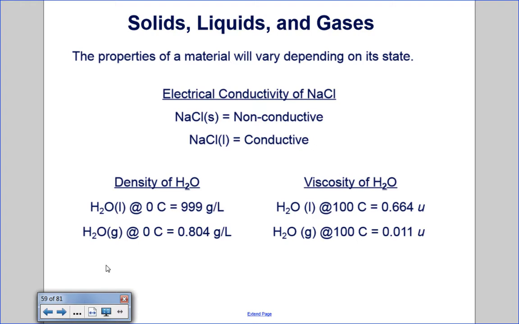For example, with salt, as a solid, salt is not conductive because its electrons are not mobile. But turn salt into a liquid, NaCl, and it will all of a sudden become conductive because now its valence electrons are more mobile. The density of water, the liquid, is 999 grams per liter. Turn it into a gas, and the density drops by over 1,000 times. And the viscosity of water, the liquid, is 0.664, whereas when it's a gas, there's almost no resistance to flow at all.